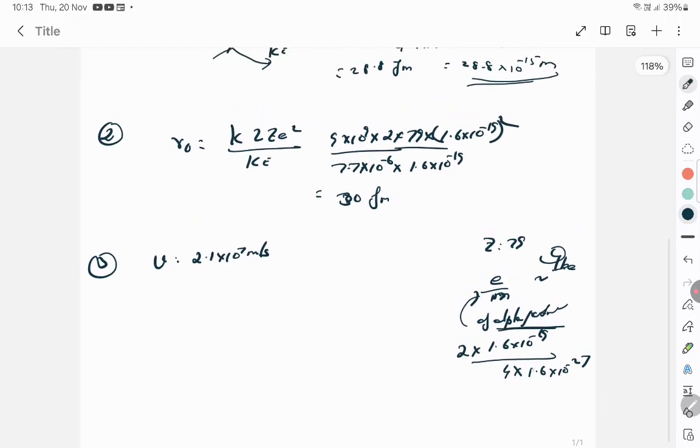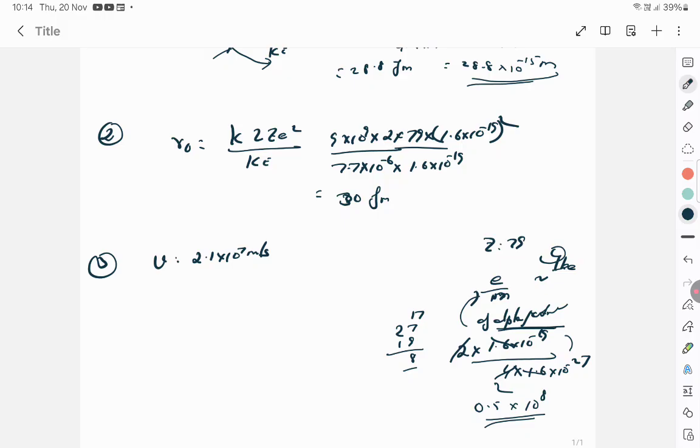Then when you calculate, this 1.6 and 1.6 get cancelled, and you get 0.5. This goes up as 10 to the power 27. 27 minus 19 gives an 8 here. So it's 10 to the power 8. What have they given as the charge by mass ratio to me?